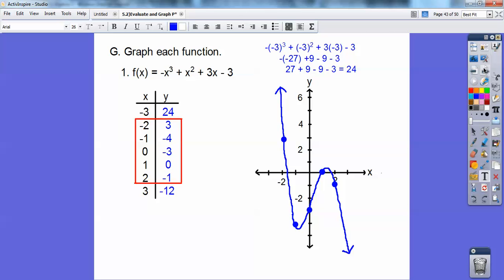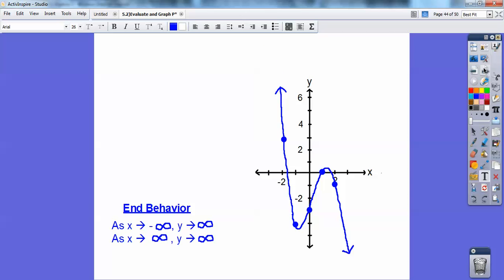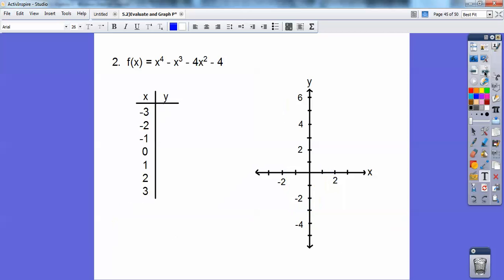Okay, and then your end behavior of this guy, you guys, is as x goes to negative infinity, y is shooting up to positive infinity. As x goes to positive infinity, y is going down to negative infinity. And they might say f of x instead of y. Okay, let's try this one here.